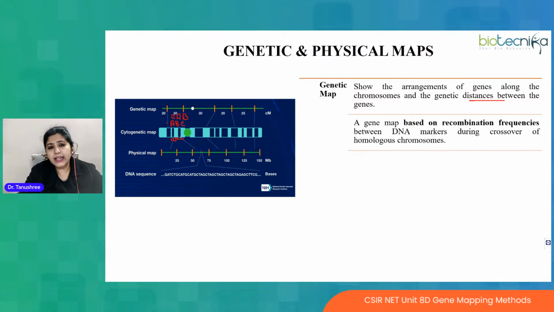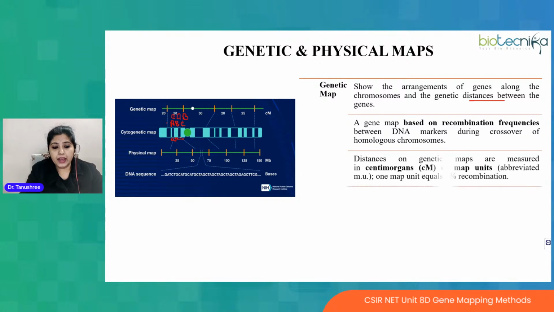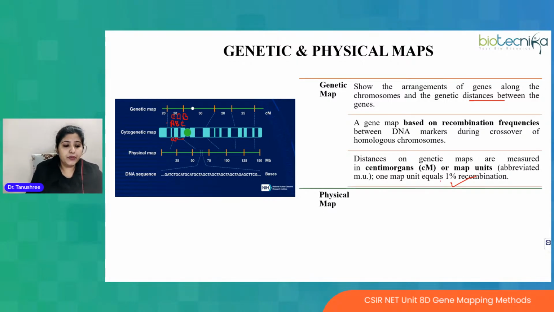And remember that genetic maps are constructed based on recombination frequency. I told you the formula, right? Number of recombinants by total progeny into 100. And always the distances on genetic maps are measured in centimorgans or map units. And remember, one map unit is always equal to 1% recombination.